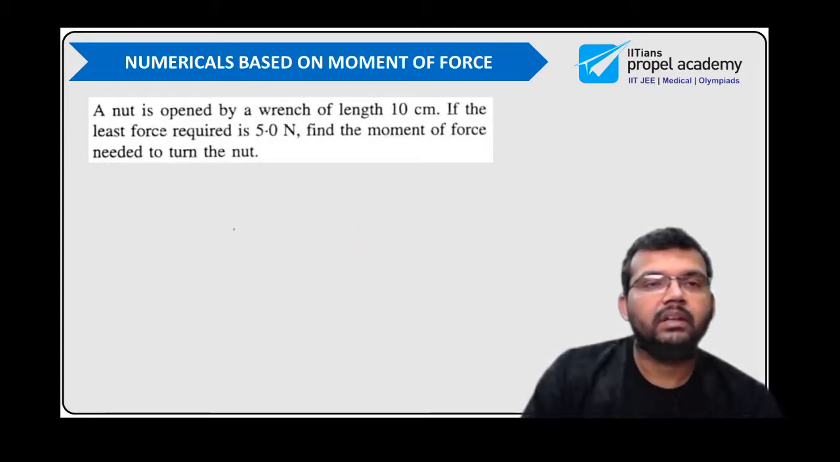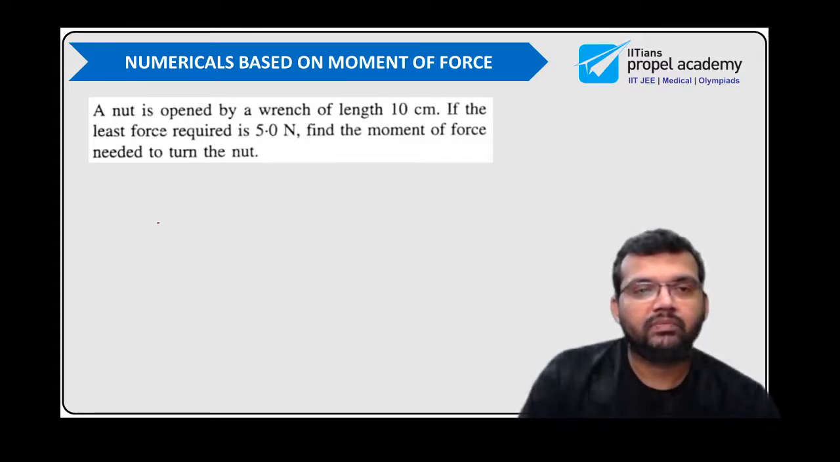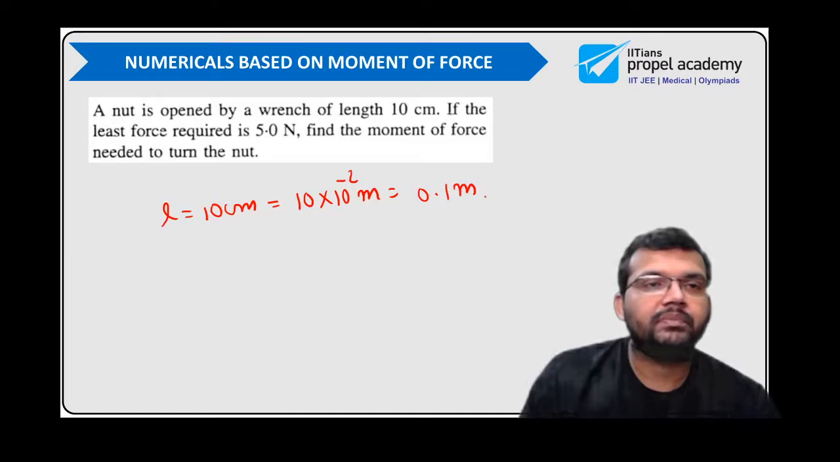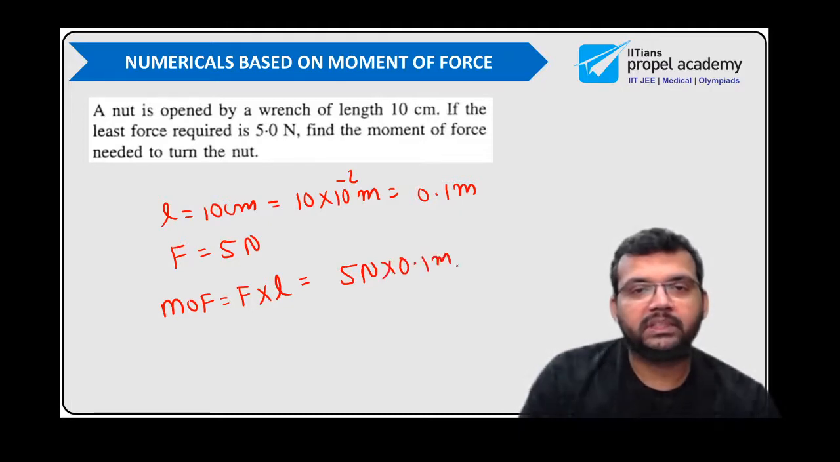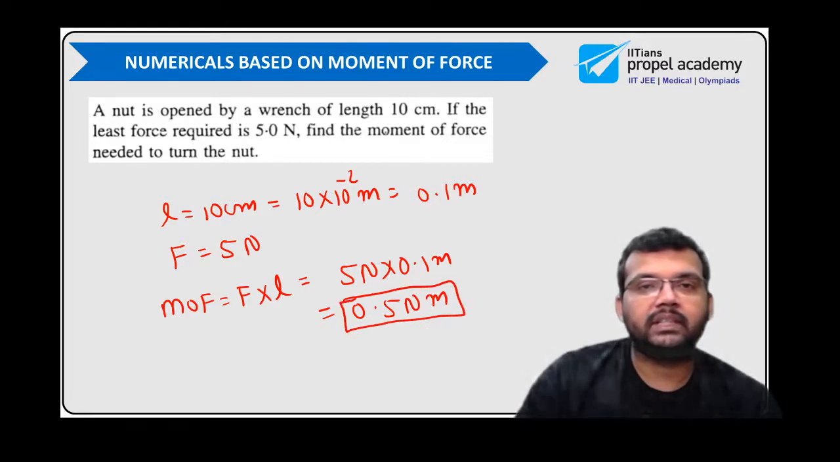One more question. A nut is opened by a wrench of length 10 centimeters. So you have to convert this into meters first, because length should be in meters. So that's 0.1 meters. If the least force required, F equals 5 Newton, find the moment of force. So moment of force is nothing but F into L, or force into distance. That's 5 Newton into 0.1 meter. That's 0.5 Newton meter, the moment of force needed to turn the nut.